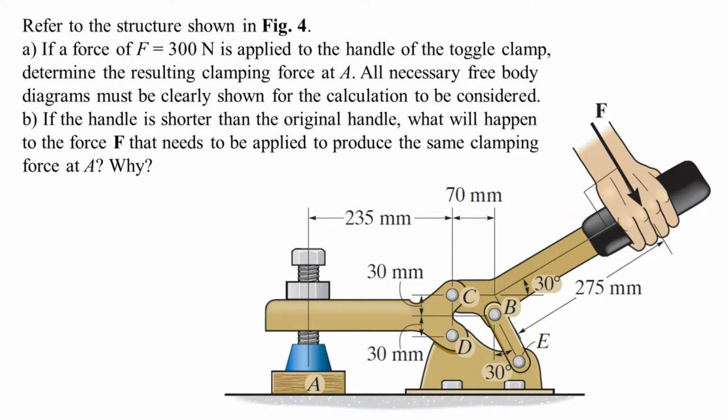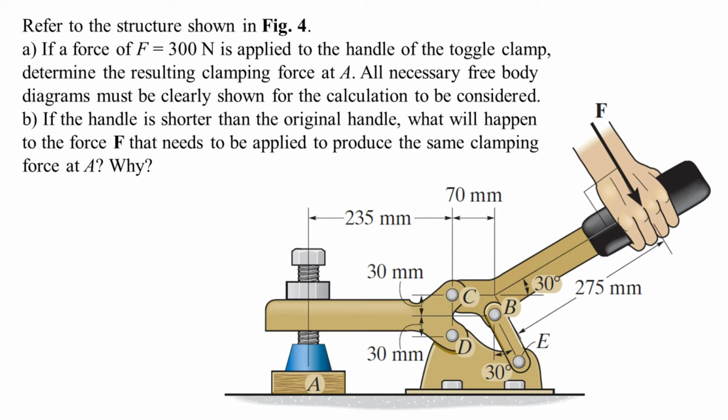Okay, this is question 7. So you have the diagram there, and the question says, refer to the structure shown in figure 4. Part A, if a force of F equal to 300 Newton is applied to the handle of the toggle clamp, determine the resulting clamping force at A. All necessary free body diagrams must be clearly shown for the calculation to be considered.